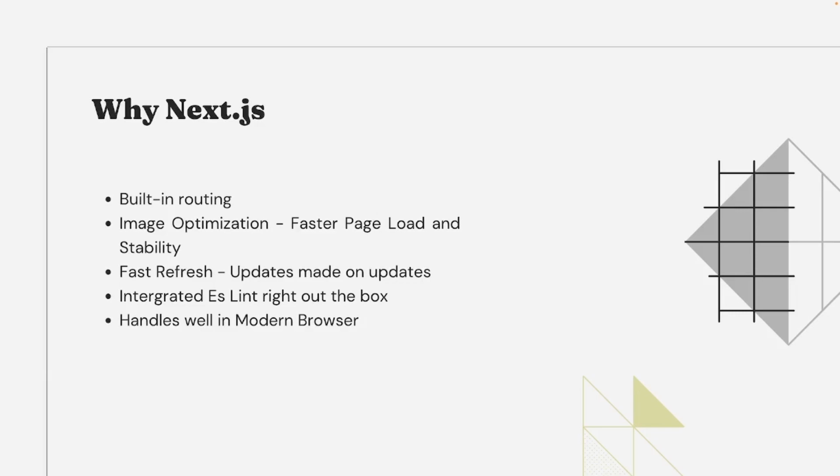It already has integrated ESLint. So that means that, if you want your code to look structured and pretty consistent throughout, Next.js already comes with ESLint, and there's a configuration file that you can use to edit the way you want your code to look. But by default, this already comes with Next.js once we install the initial boilerplate for Next.js.